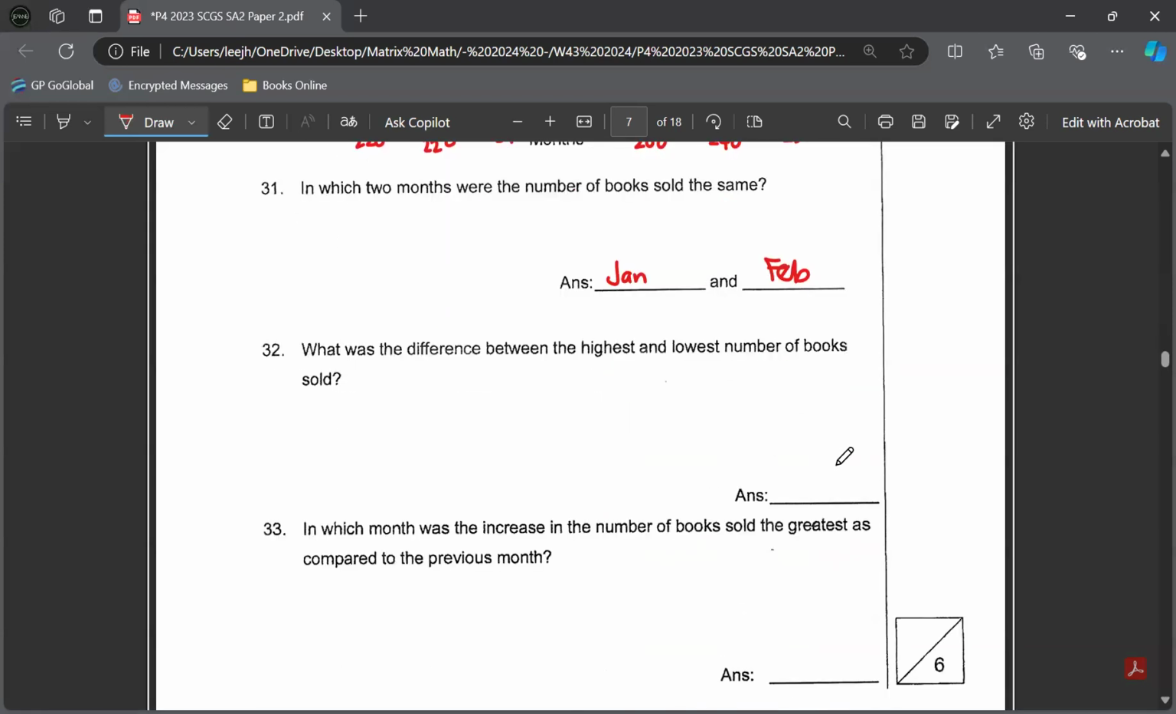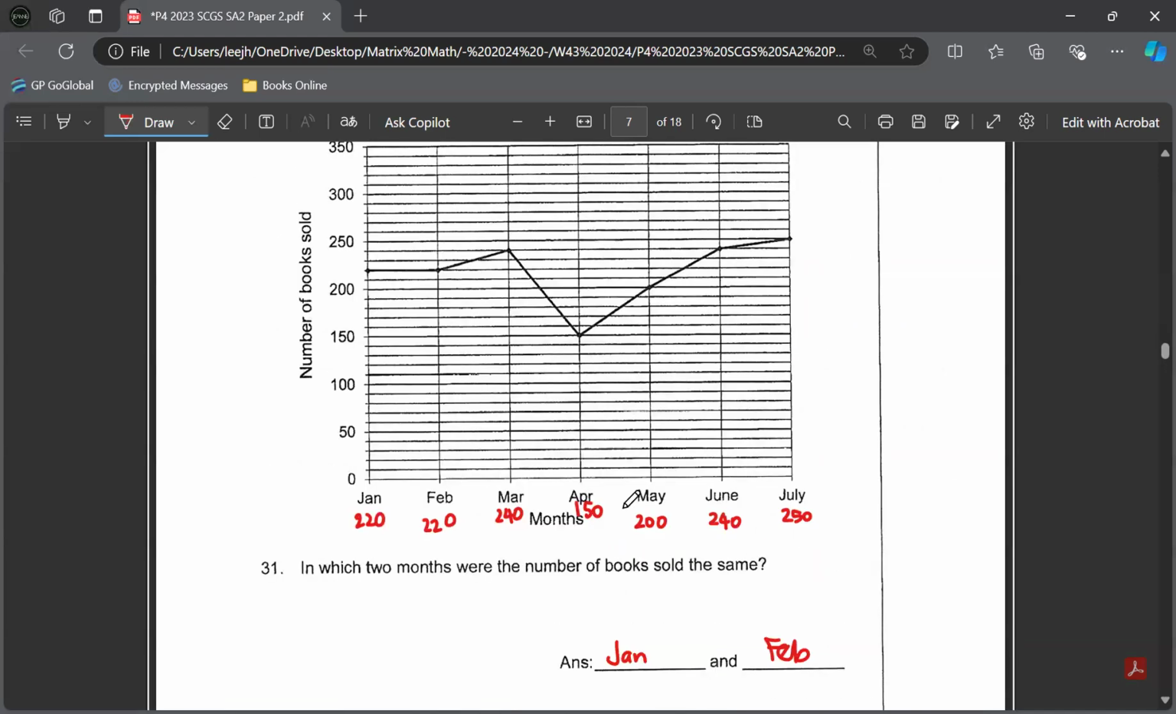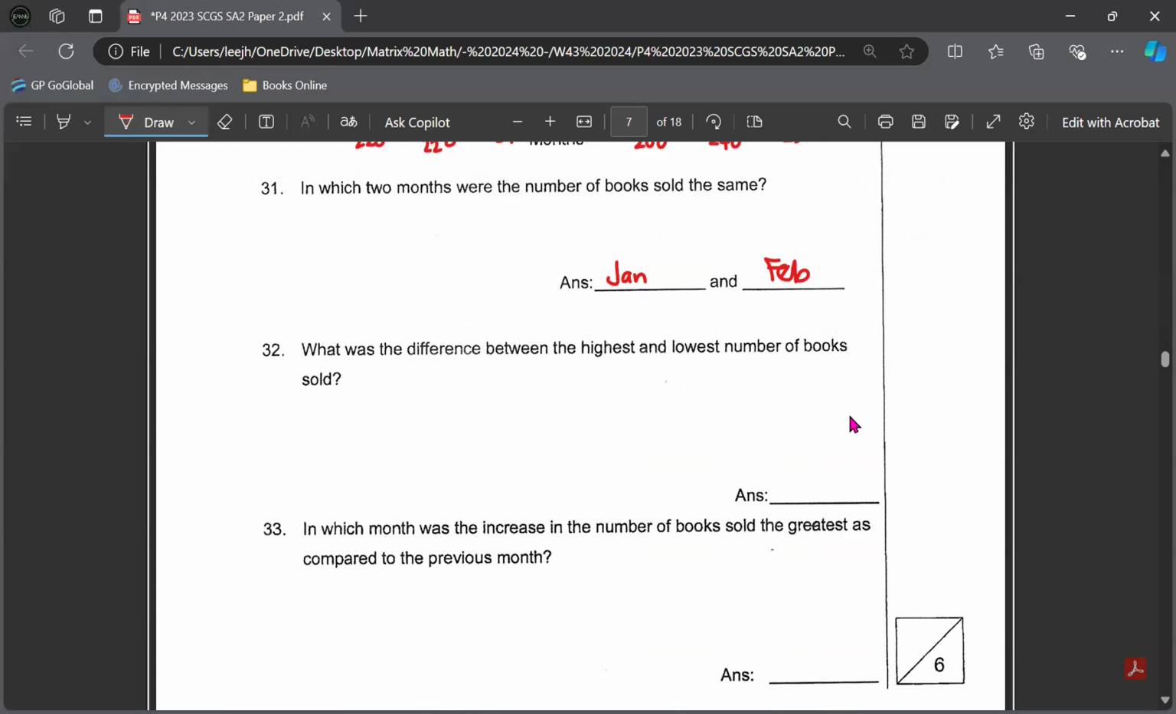Question 32, what was the difference between the highest and lowest number of books sold? Highest is actually July, which is 250. Lowest is actually April, which is 150. So you take 250 minus 150. Your answer is 100. So please write here 100 books.